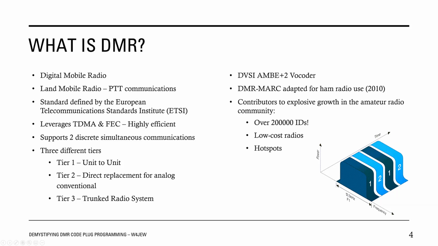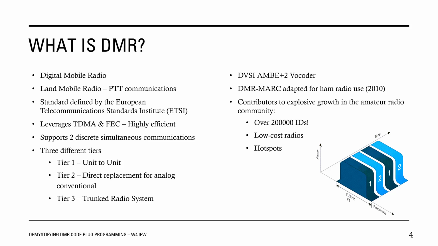An organization called DMR-MARC were the first to adapt DMR for ham radio use around 2010. MARC stands for the Motorola Amateur Radio Club. Very, very strong Motorola everything, radios, repeaters. If you had anything that was not Motorola, you just didn't get to play. Things have changed a lot since then. There are a lot of different manufacturers, but they all standardize on DMR.